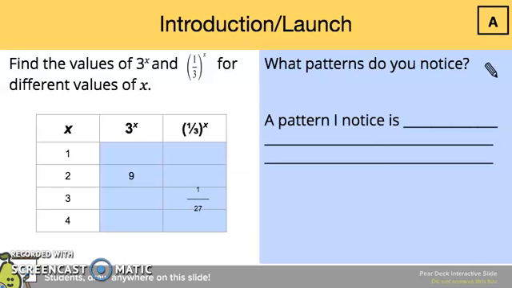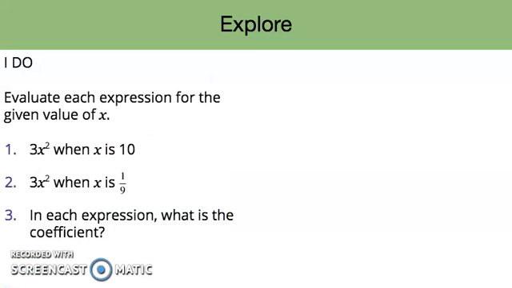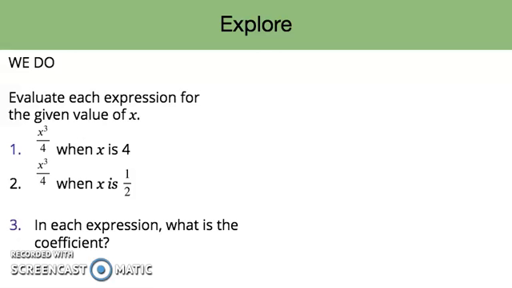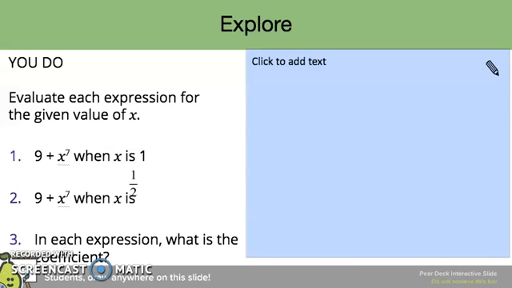For the exploration, it can be differentiated into a more explicit instruction. So here is an I do, where you show students how to evaluate each expression, and notice that each expression has a coefficient of 3. We do, in which you have the students guide you in evaluating each expression for the given value of x and noticing what the coefficient is. And lastly, having the students themselves find the value of each expression and answering in each expression what is the coefficient.